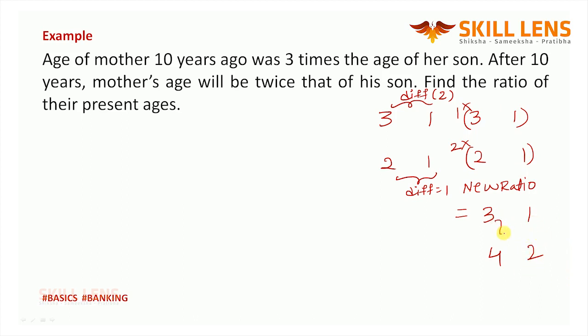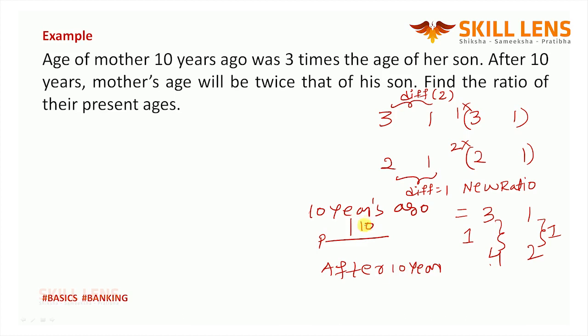Now look here. 3 to 4, how many parts is the difference? 1 part. 1 to 2, how many parts is the difference? 1 part. But hang on. This is 10 years ago. This is after 10 years. So in between there is the present. From present to here there is a 10 years gap, and from present to past there is a 10 years gap. Together, total how many years gap? 20 years gap. So can I say 1 part is equal to 20 years. Wherever you see it, 1 part is 20 years.